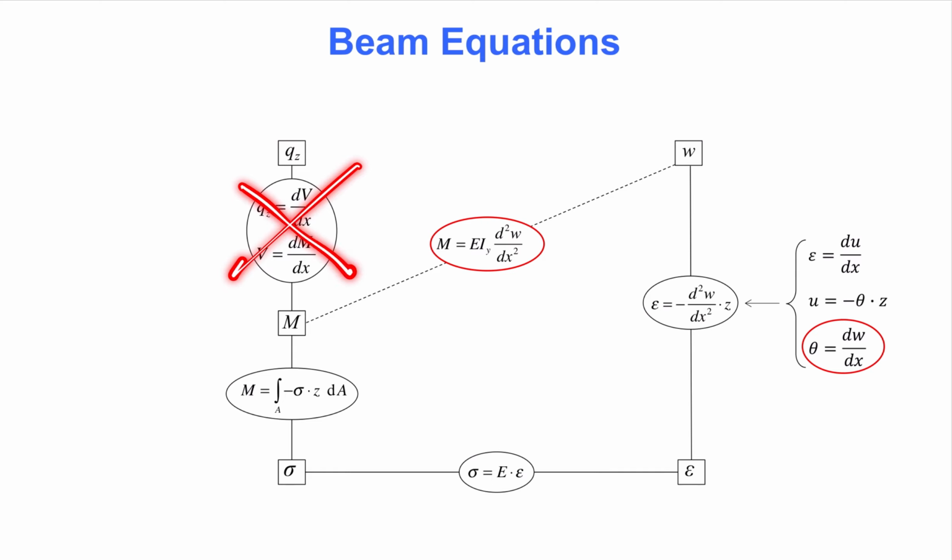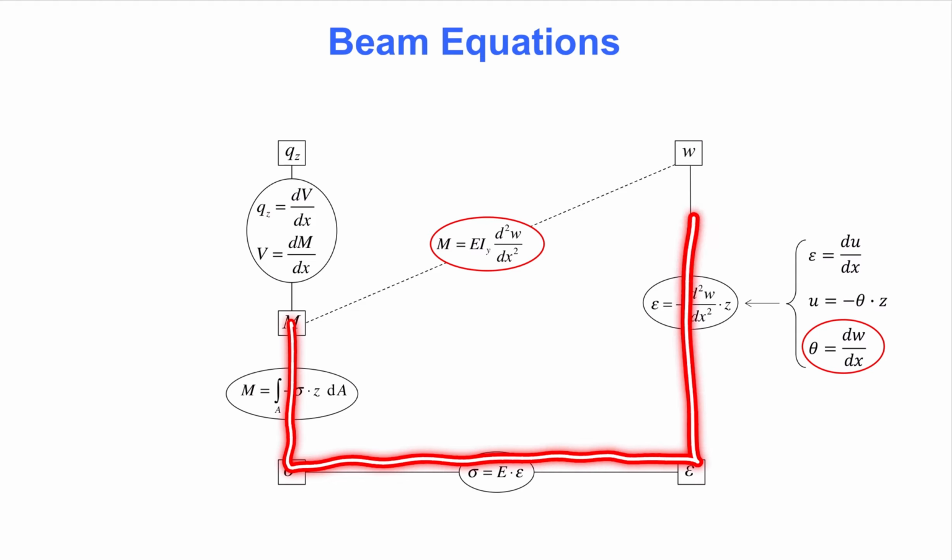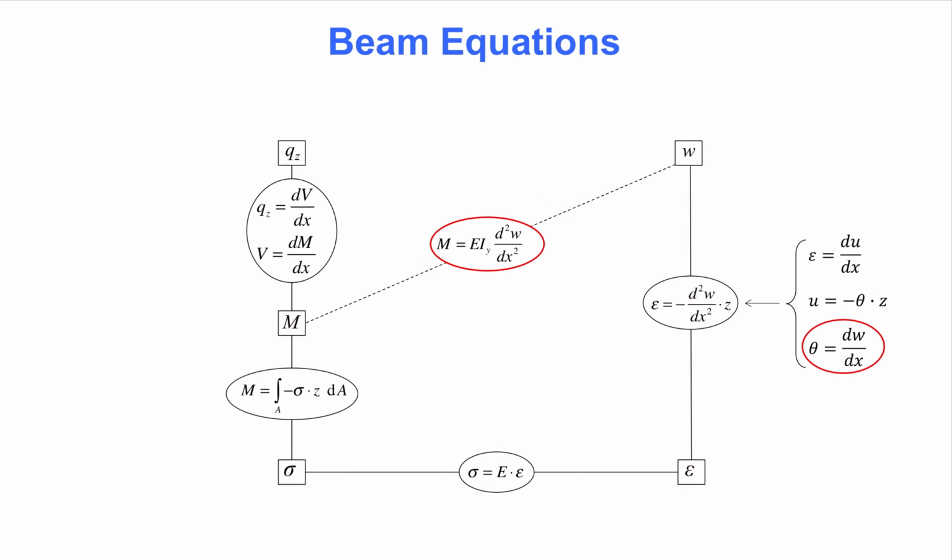In order to formulate the moment area method, we do not need to consider the equilibrium equations that connect the distributed load on the beam with the bending moment. Rather, we combine all the other ingredients of this boundary value problem in order to express the bending moment in terms of the displacement of the beam, denoted by W. The result is that the moment is equal to EI times the second-order derivative of the displacement, circled here in red.